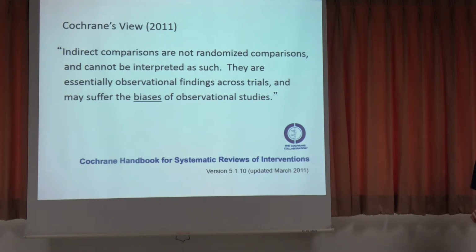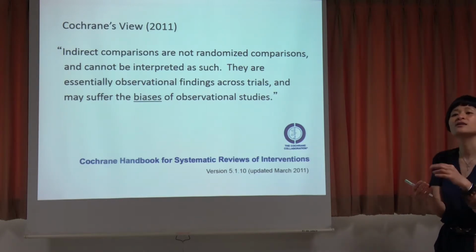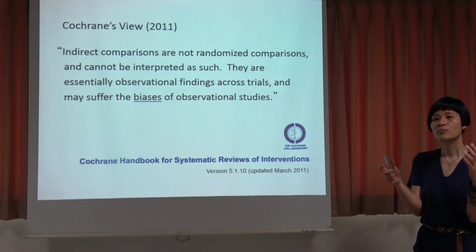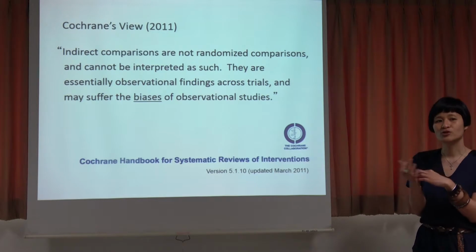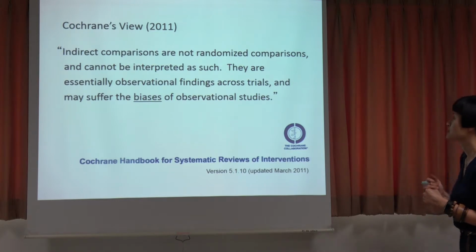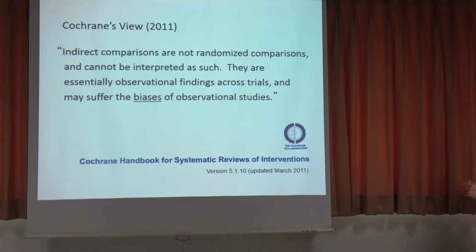Now, I think this is fair enough. And what we're doing in network meta-analysis is we're preserving the randomization within the trials, and then we analyze them collectively. But the actual analysis that we're doing is not based on experimental data. So in a sense, we are doing an observational study, and it may suffer bias from observational studies.